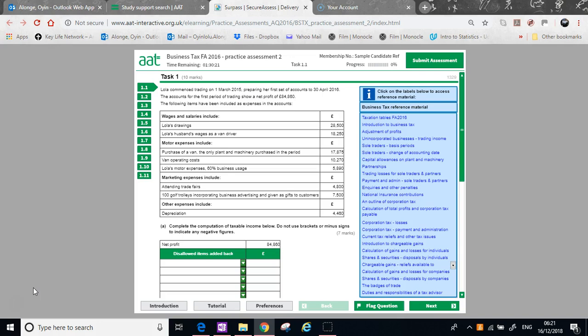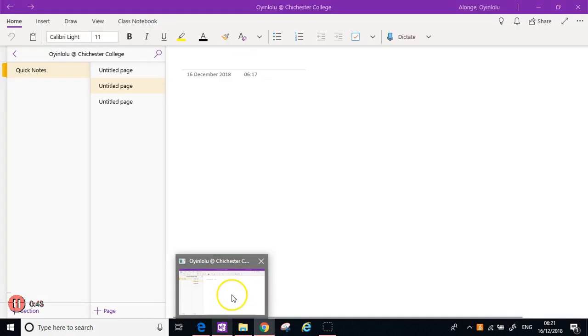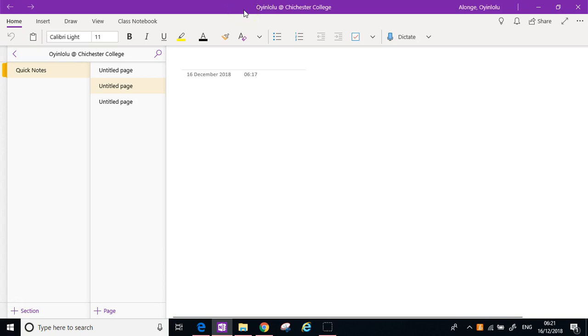Okay, great. So this is talking about Lola, and it says that she starts trading on the 1st of March, and she makes her accounts for the 30th of April. Before I talk about her expenses, I just want to explain what that means, so that hopefully this will help you with your basis points. Lola has decided to start her business from the 1st of March.